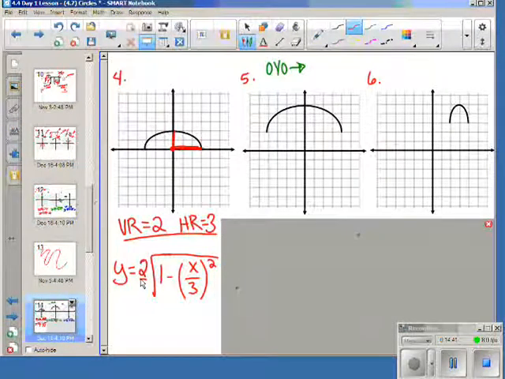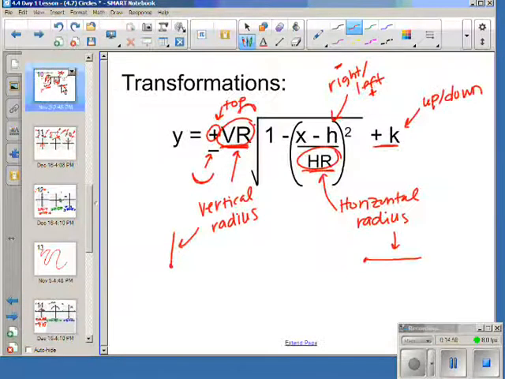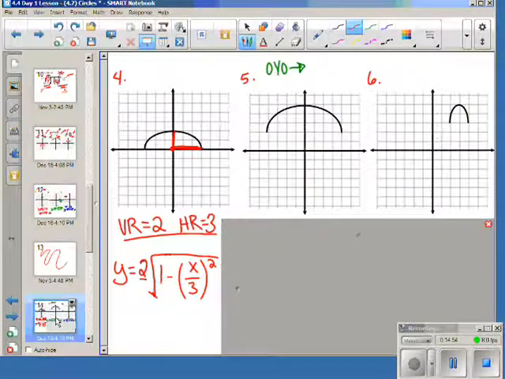It is positive because it's the top half of the circle. And then it's the square root of 1 minus, remember the horizontal radius only goes under the x piece. It does not go under the 1. So square root of 1 minus x over 3, which is our horizontal radius, squared. No shifts left to right. This is what our function looks like. Now I'm going to have you do 5 and 6 on your own. Pause the video and take a minute to do those.